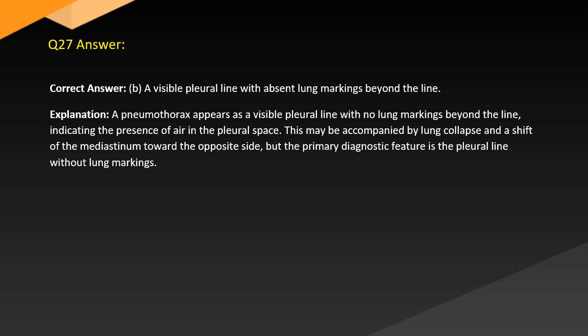Answer. Correct answer: B. A visible pleural line with absent lung markings beyond the line. Explanation: A pneumothorax appears as a visible pleural line with no lung markings beyond the line, indicating the presence of air in the pleural space. This may be accompanied by lung collapse and a shift of the mediastinum toward the opposite side, but the primary diagnostic feature is the pleural line without lung markings.